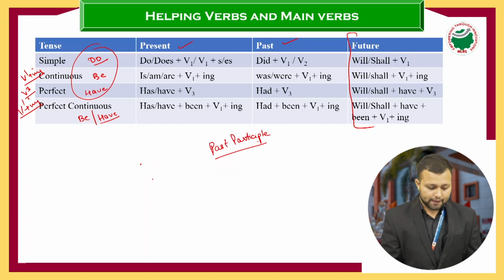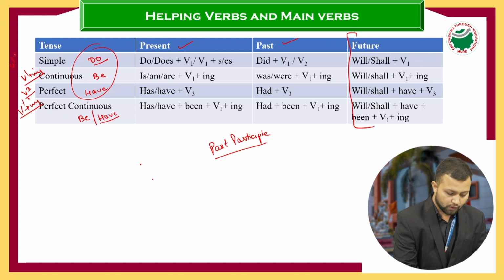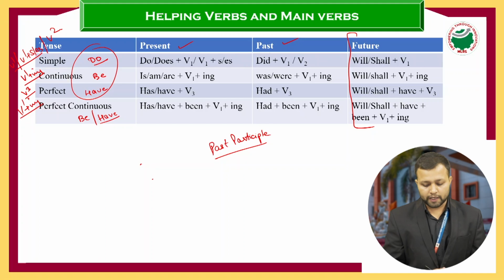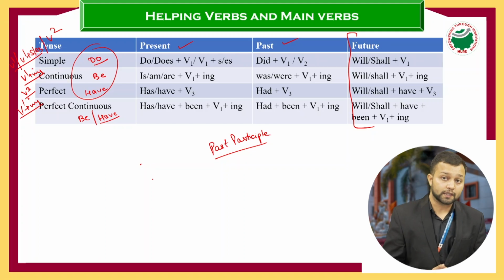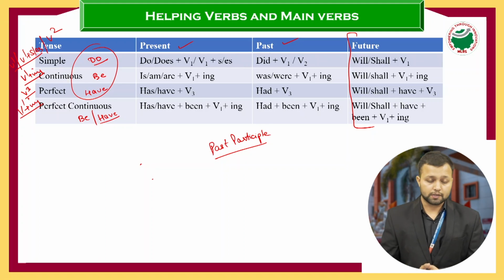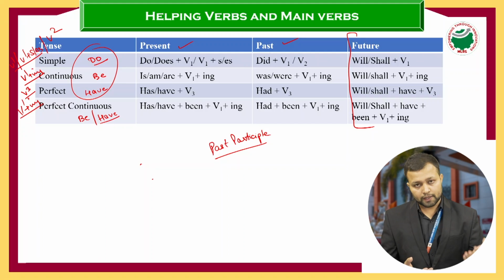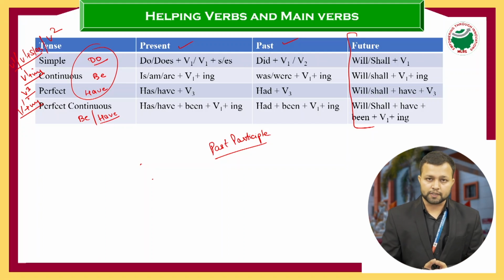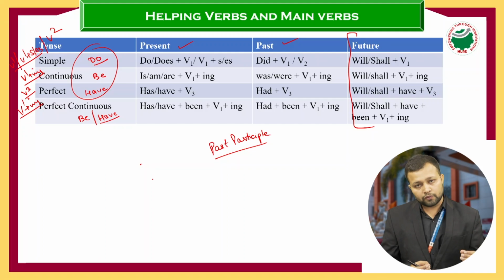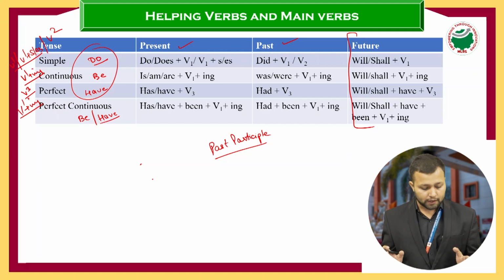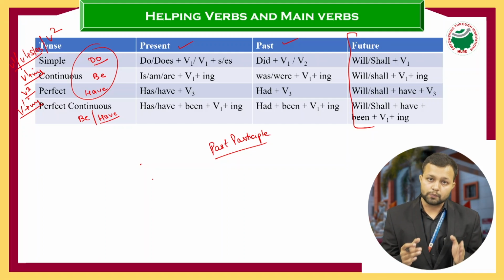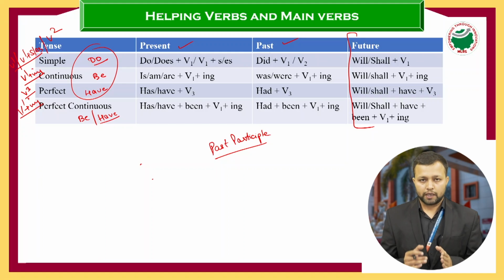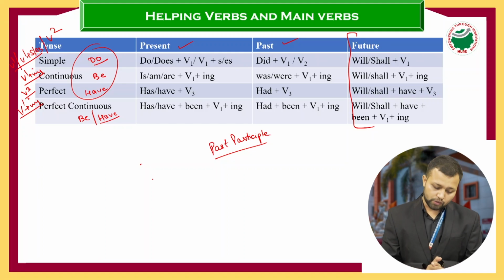What about simple? In simple, we will be using V1, or V1 plus S or ES, or V2. It depends on the tense, whether it is present tense, past tense, or future tense. In all the 3, continuous, perfect, and perfect continuous tense, the main verb will be the same throughout. That is, in continuous V1 plus ing, in perfect continuous V1 plus ing. In perfect, V3 will be used.